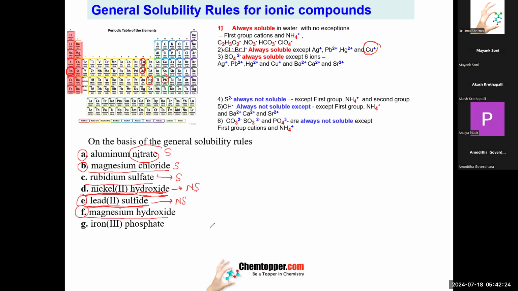Which rule number? Anaya, sulfide, ide. What you are telling me is sulfite. See here, Anaya. This is sulfide. This is sulfide, and this is sulfate. Memorize these ions. Okay, which rule number for magnesium hydroxide?